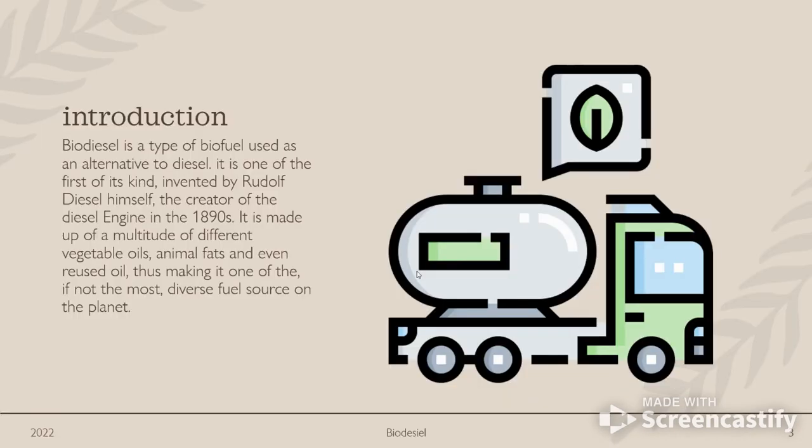An introduction to biodiesel. It is a type of biofuel used as an alternative to diesel. It is one of the first of its kind, invented by Rudolf Diesel himself, the creator of the diesel engine, in the 1890s. It is made up of a multitude of different vegetable oils, animal fats, and even reused oil, thus making it one of, if not the most, diverse fuel sources on the planet.